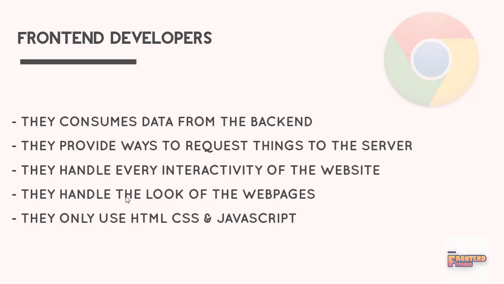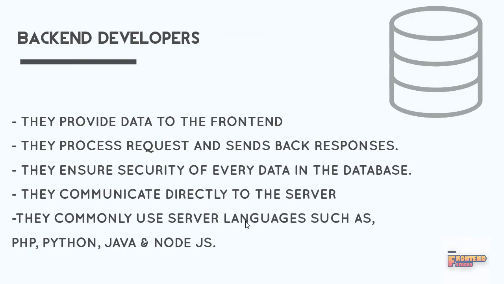Front end developers only use HTML, CSS, and JavaScript. They use JavaScript to request data from the back end, and then they consume it with CSS and HTML. That's what they do. So the front end uses HTML a lot, and CSS and JavaScript. When we talk about the back end, they provide data to the front end.